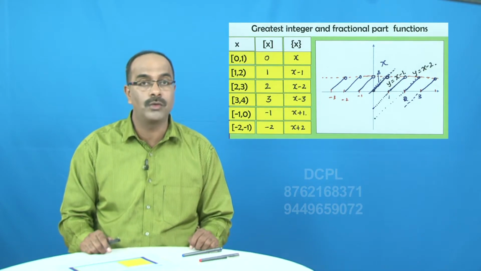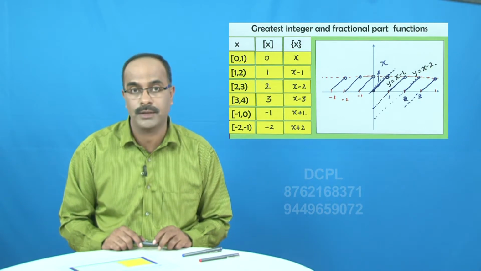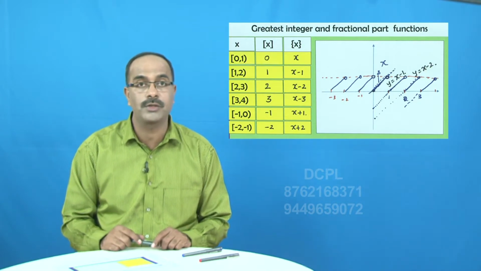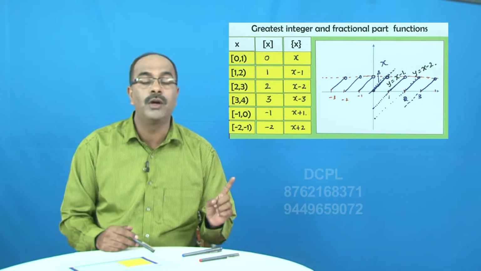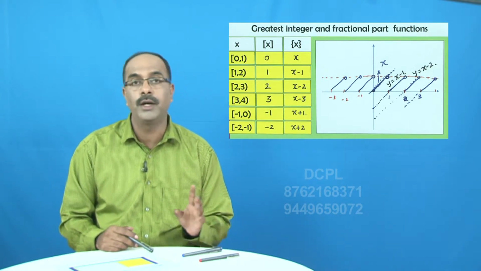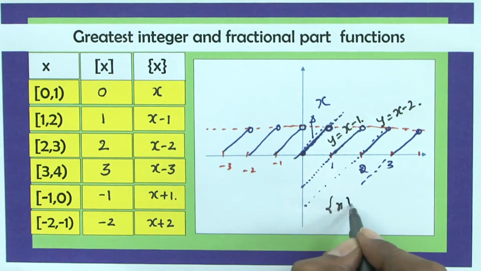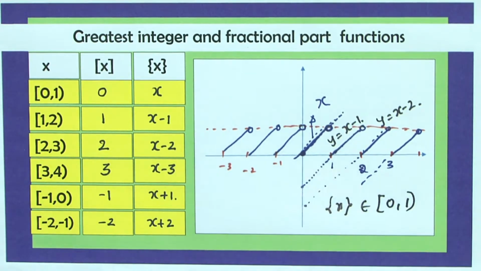the least value of fractional part of x is 0 because it touches x axis. The maximum value is 1, but it is excluding 1. So therefore, fractional part of x lies between 0 and 1, including 0 and excluding 1. See, fractional part of x belongs to 0 to 1 only, irrespective of x, for all x belonging to set of real numbers. Fractional part of x belongs to 0 to 1.